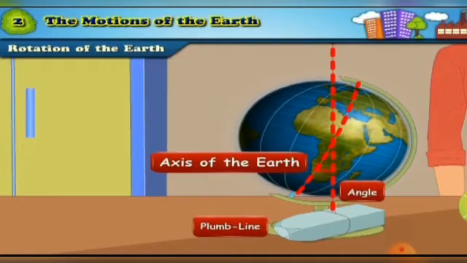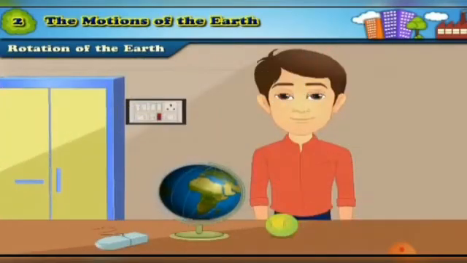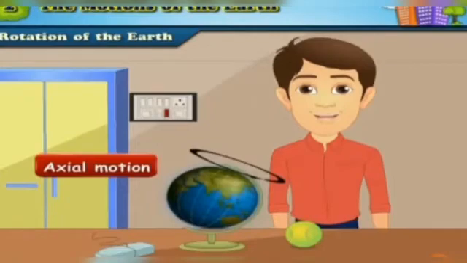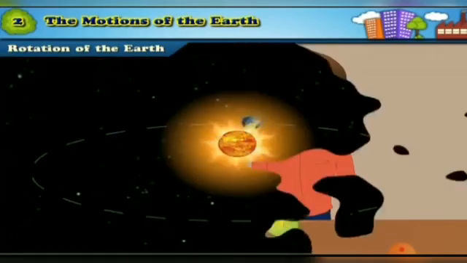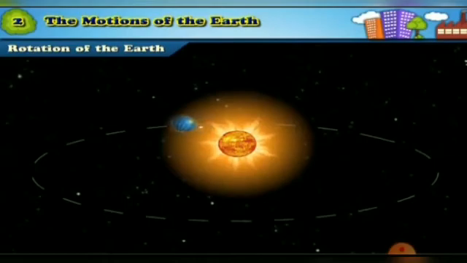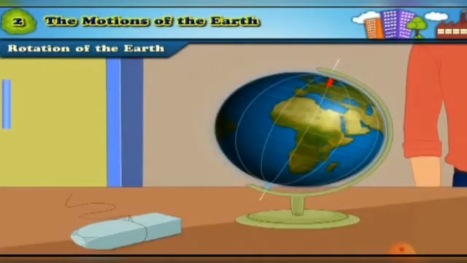The earth is always in the state of inclined axis, that means the earth rotates in an inclined position. The motion of the earth around itself is known as axial motion. While rotating around itself, the earth also revolves around the sun, which is called revolution of the earth. So, this is the axis of the earth. Let us show that this line passes through the center of the earth.